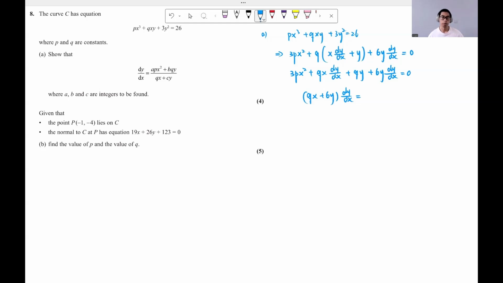move the other term to the other side. So I'm going to minus 3px squared on both sides and minus qy on both sides. So then dy over dx is just equal to minus 3px squared minus qy, all over qx plus 6y.